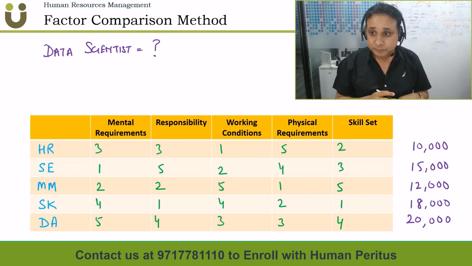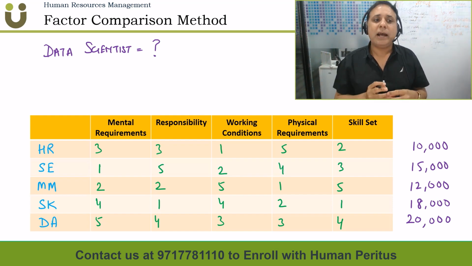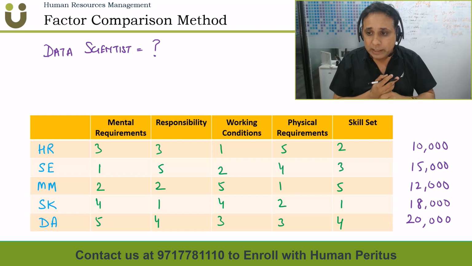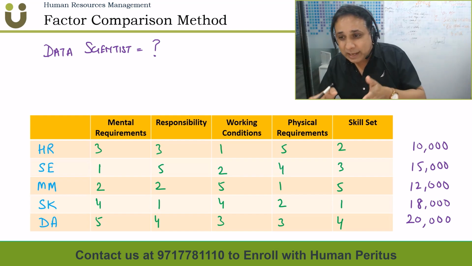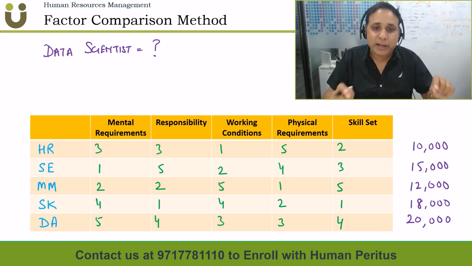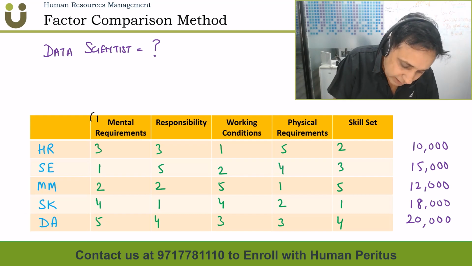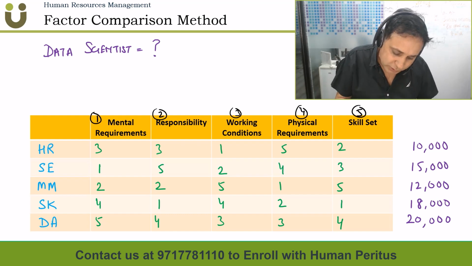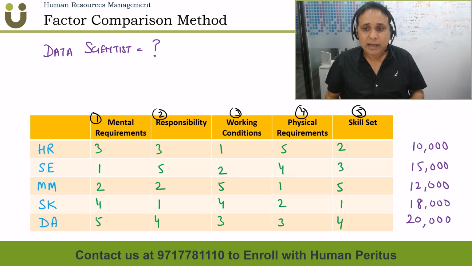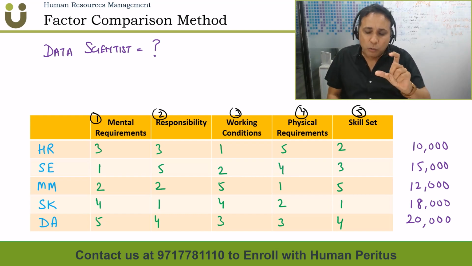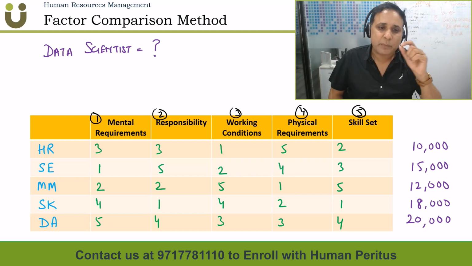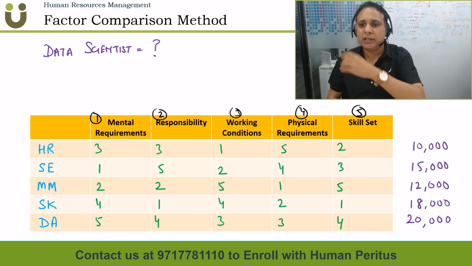Okay, first thing done. The second thing I do is take each of the jobs individually. For example, I take software engineer, and the software engineer earns 15,000 rupees. So these 15,000 rupees are divided into these five factors. You can think of it this way: if a software engineer is getting 15,000 rupees, how can this 15,000 be allocated among these five factors like mental requirement, responsibility, working condition, physical condition, and skill set.